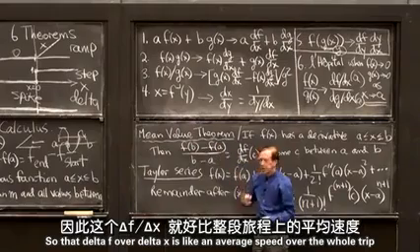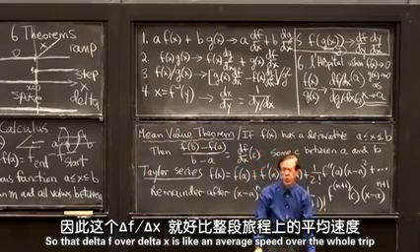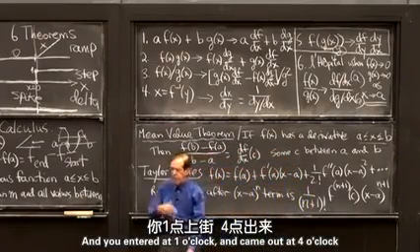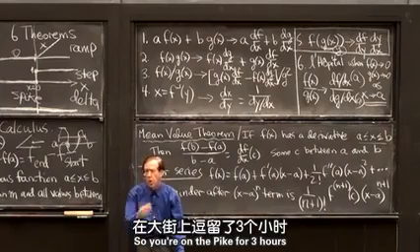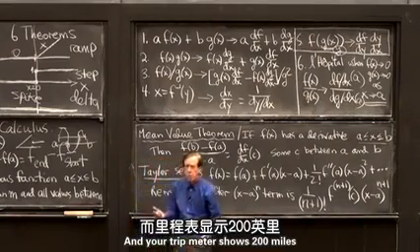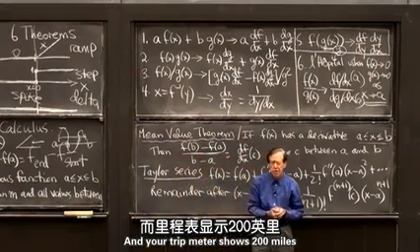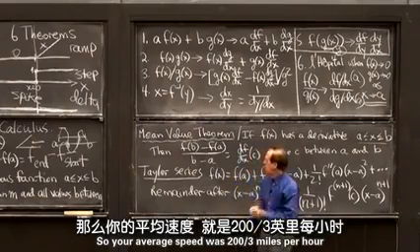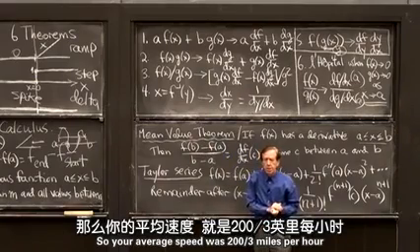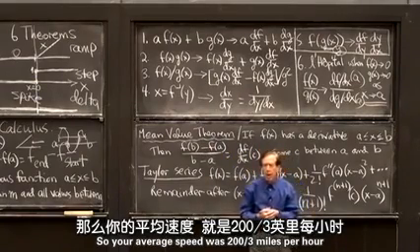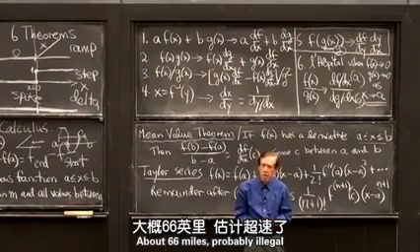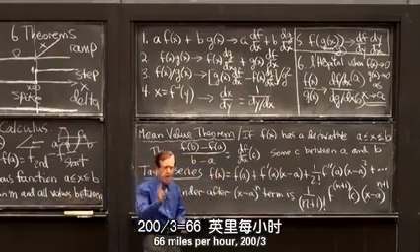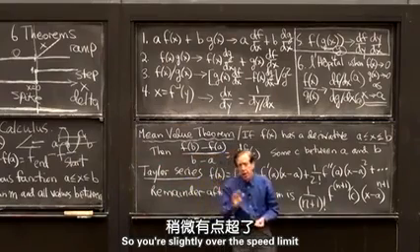So that delta f over delta x is like your average speed over the whole trip. Like you went on the Mass Pike, right? And you entered at 1 o'clock and came out at 4 o'clock, so you were on the Pike for 3 hours. And your trip meter shows 200 miles. So your average speed was 200 divided by 3, that number of miles per hour. Yeah, about 66 miles, well, probably illegal. A little over 66 miles an hour, 200 over 3. So you're slightly over the speed limit.